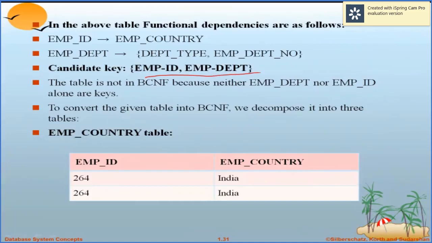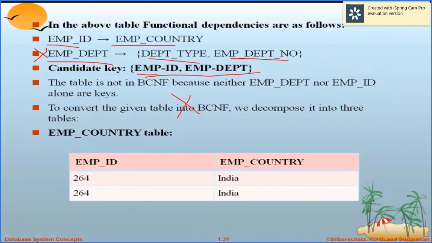So if you are trying to check for the Boyce-Codd normal form condition for this table, this employee ID is determining employee country and employee department is also determining department type and department number. So is this employee department a key over here? No. So in that case, the Boyce-Codd normal form condition has been violated over here.